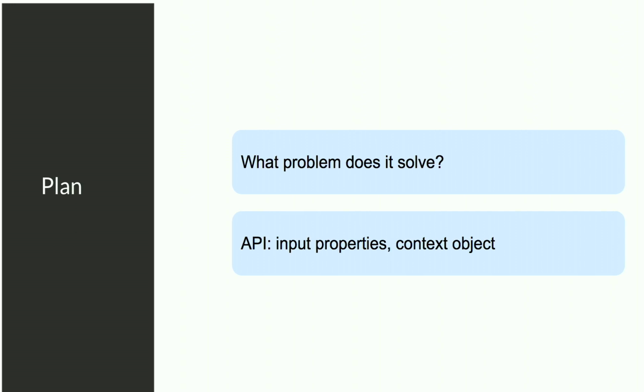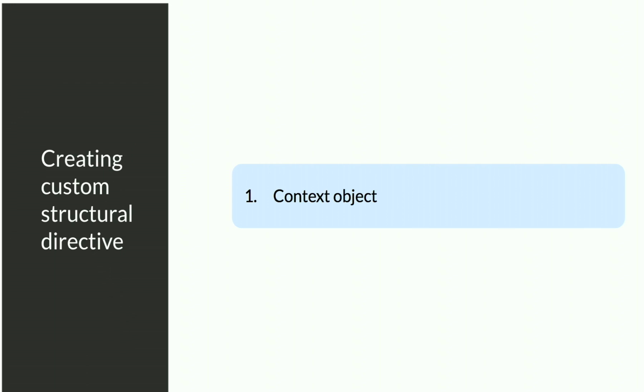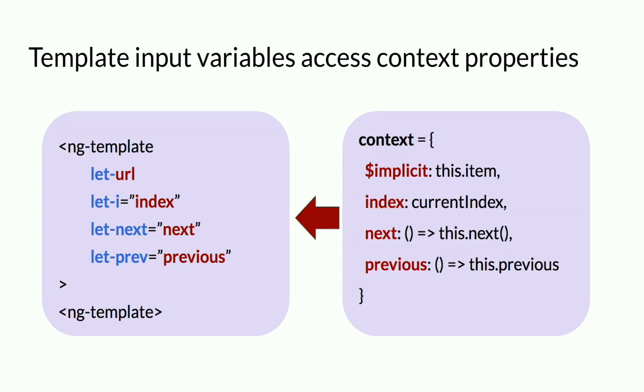So even before we start building the structural directive, we need to plan it. We have to think about what problem it solves, what would be its API, what input properties we need, what context object, how to design the context object, and what properties we should expose. Then we can go and create the context object, declare input properties, get TemplateRef and ViewContainerRef instances, and then implement the logic. So first, the context object.